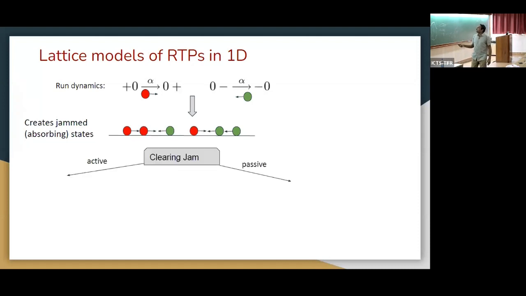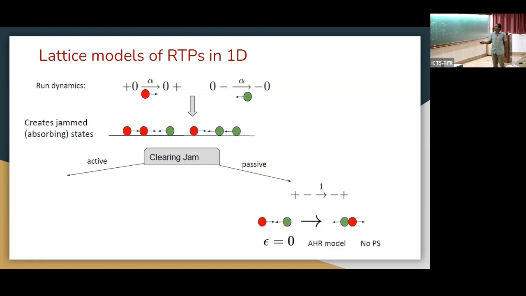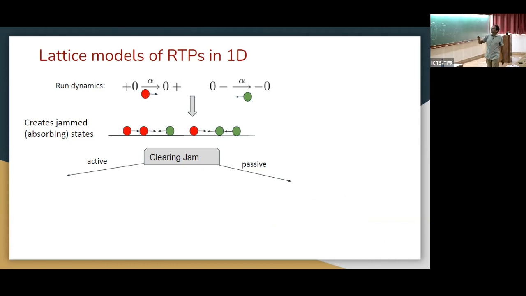Clearing of jamming can be done in a passive way or an active way. Let us see the passive way, which we discussed earlier. You just exchange the particles: whenever they come together, you let them pass through each other. If you do this, then the jam is cleared. This model is called the AHR model, and we know that there is no phase separation there. Now let us do it in an active way.